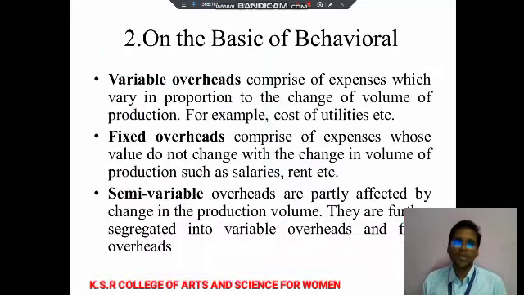Then next we discuss on the basis of behavior. There are three categories. One is variable overheads. It comprises expenses which vary in proportion to the change in volume of production, for example, cost utilized. The next one is fixed overheads. It comprises the expenses whose value doesn't change with the change in the volume of production, such as salary and rent. The next one is semi-variable overheads. They are partly affected by change in the production volume. They are segregated into variable overheads and fixed overheads.